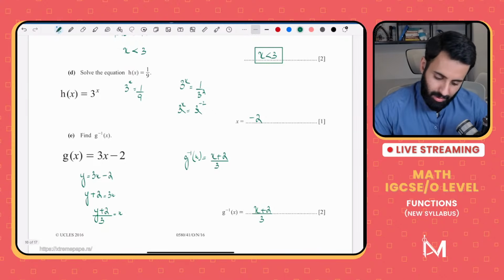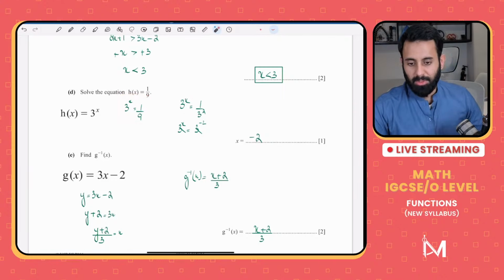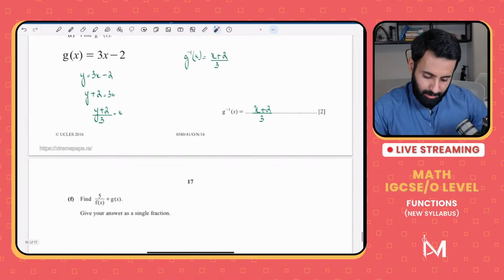Sir, what did you do in part D? In part D, we equate g of x, h of x to 1 upon 9. This is an exponential equation which we solve like a normal equation. Okay, this question has more parts to it, by the way.